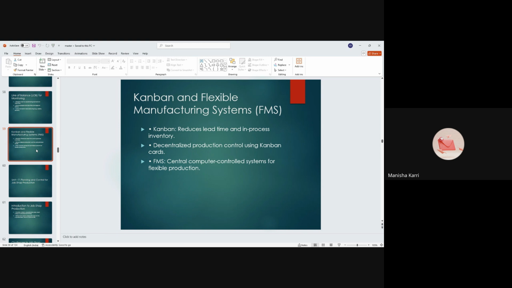So coming to the benefits of Kanban, first is decentralized control. Each station will control its own supply needs, making the system more flexible and responsive to changes. And also less wastage, like by only producing what's needed, Kanban will help in minimizing the wastage and keep inventory levels low.